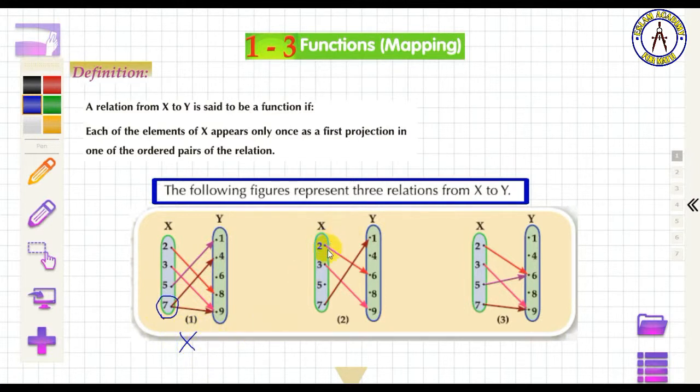But for the second one, 2 with 6, 3 with 9, 7 with 1, but there is no connection between 5 and any element. Then we can say this relation is not a function, because there is no connection between 5 and any element. For the third one, 2 and 6, 3 and 9, 5 and 6, 7 and 9. Each element of x appears once at the first projection. Then we can say this relation is a function.